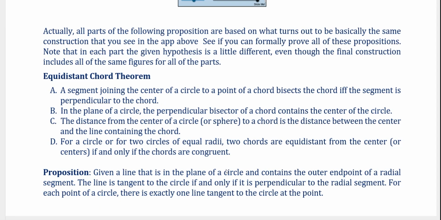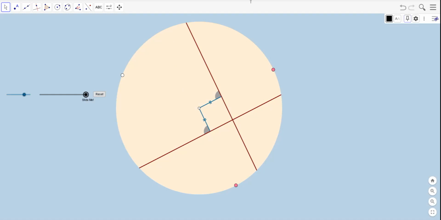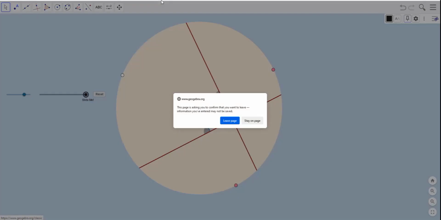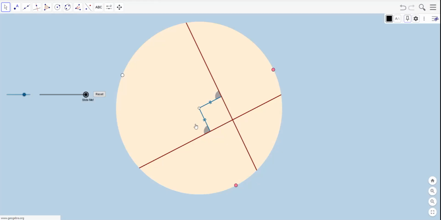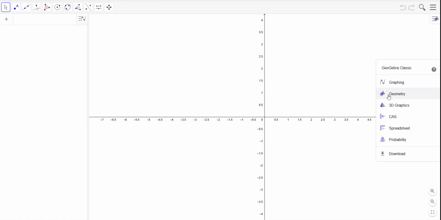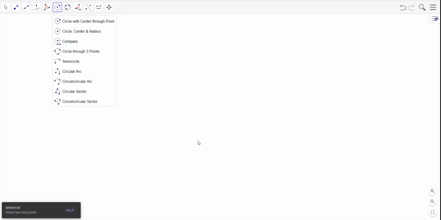Okay, let's look at this one. Given a line that's in the plane of a circle and contains the outer endpoint of a radial segment, the line is tangent to the circle if and only if it's perpendicular to the radial segment. And for each point of the circle, there's exactly one tangent line to the circle at that point. So let's investigate that just a bit. I'm going to go to a new GeoGebra thing and just build the whole thing right here in real time.